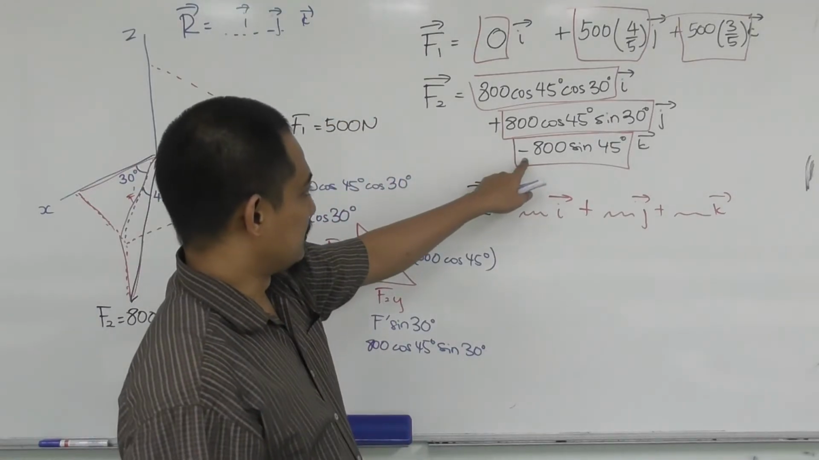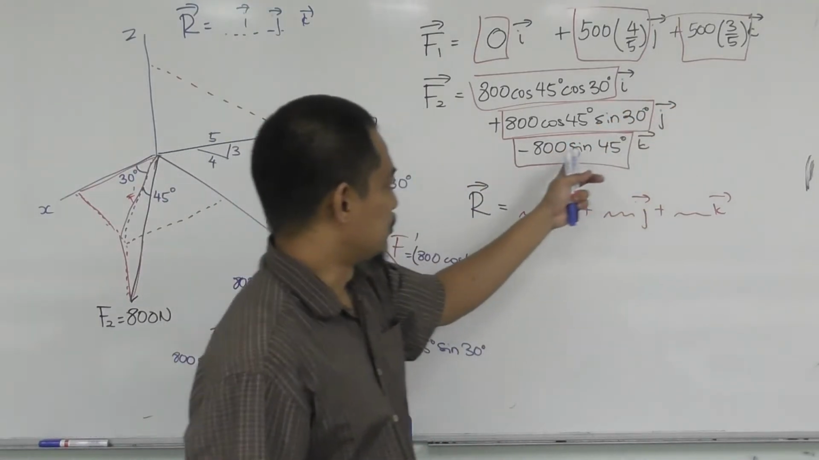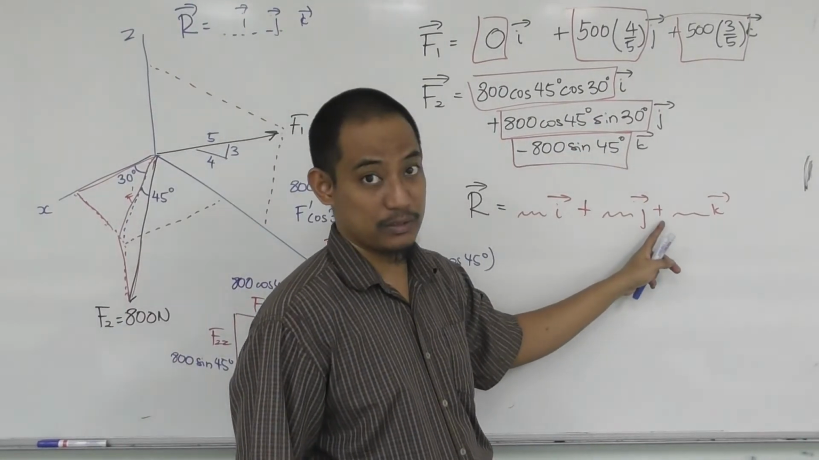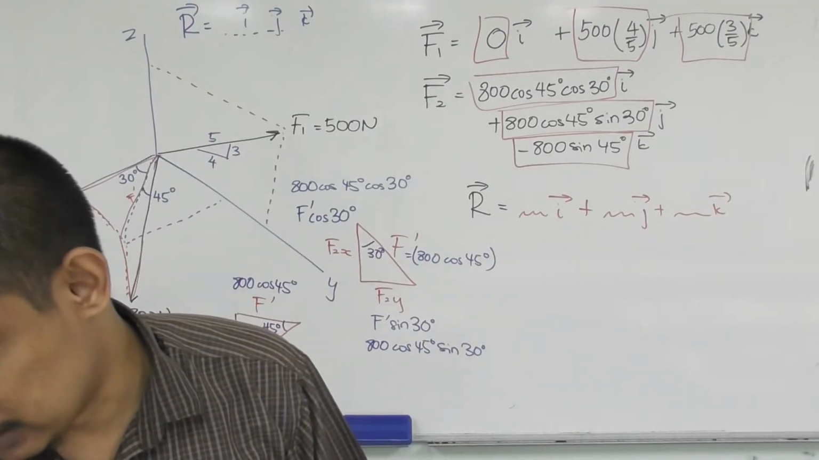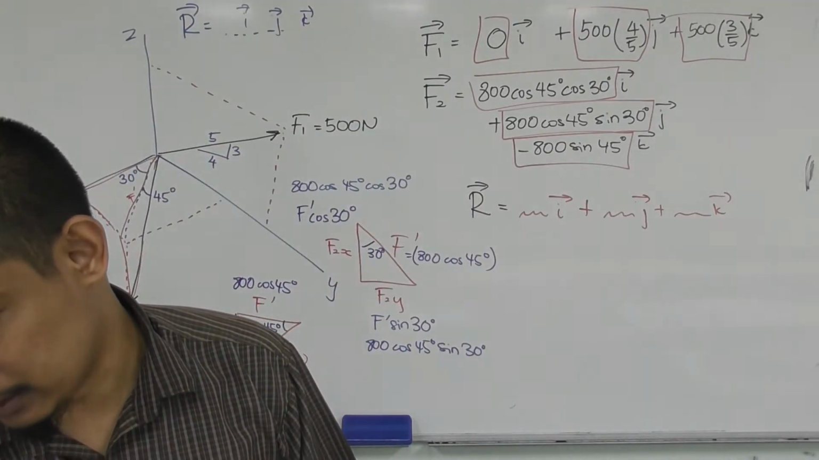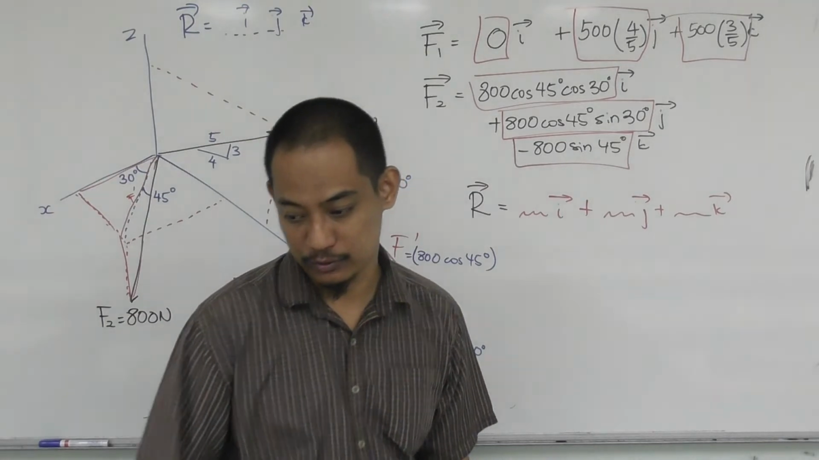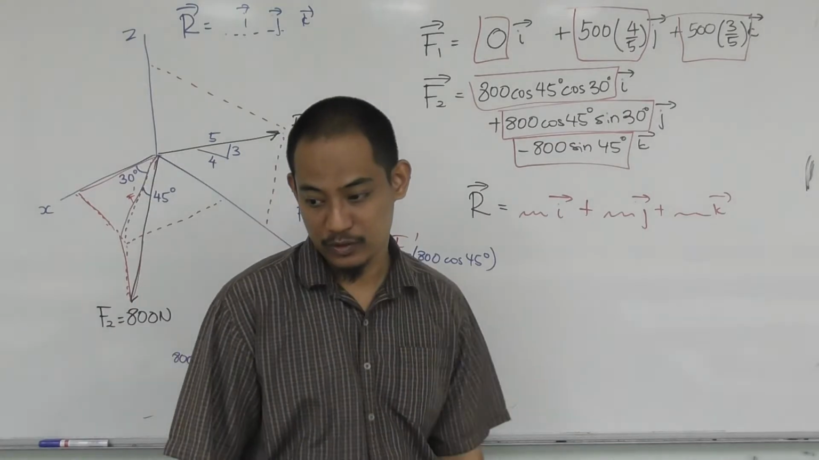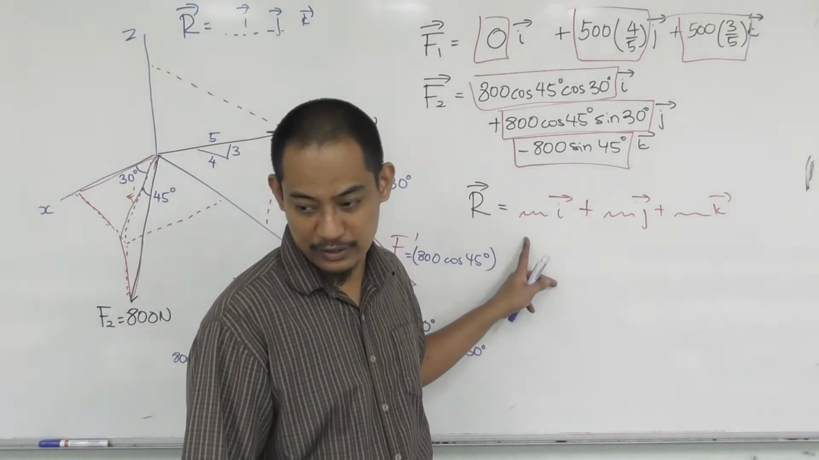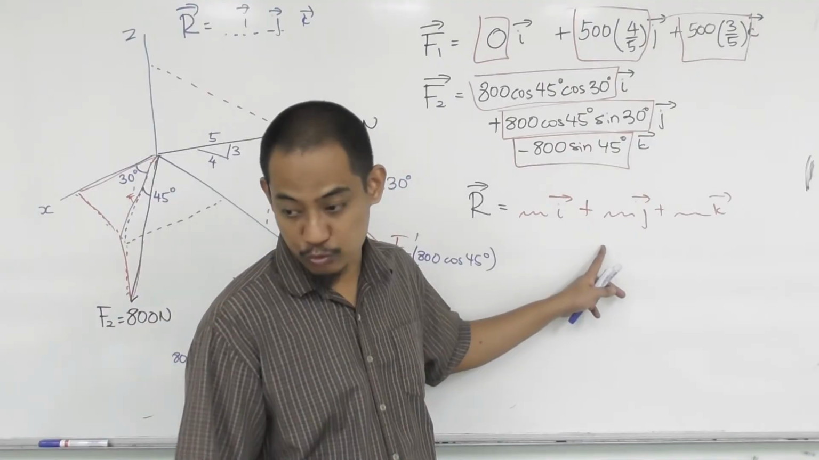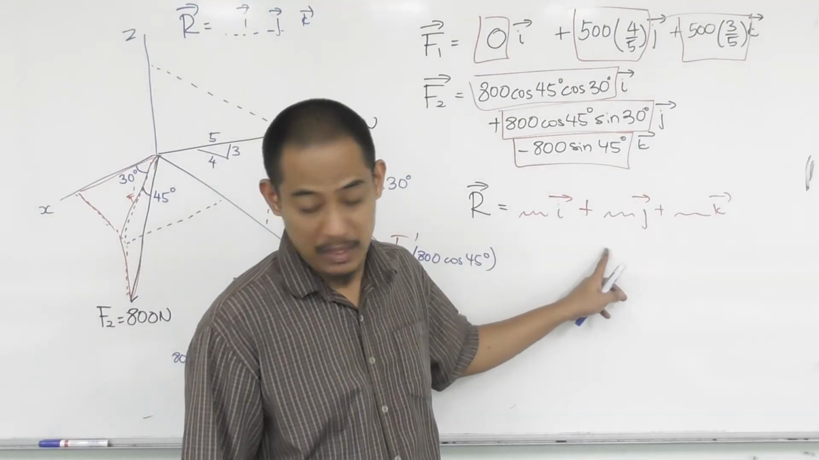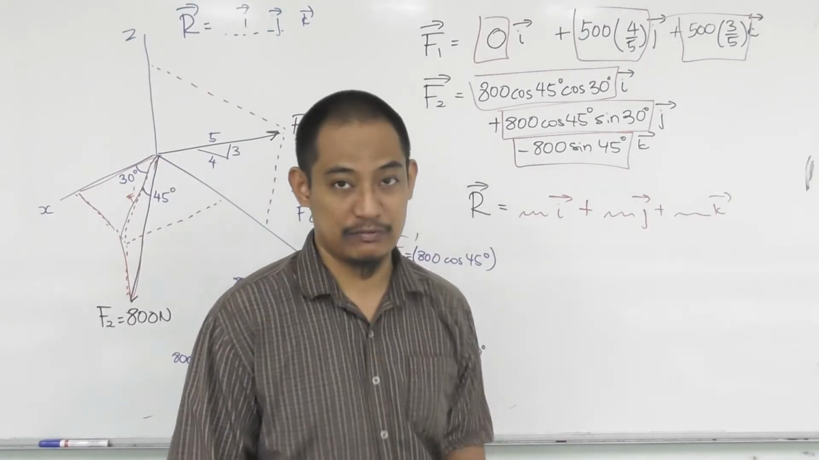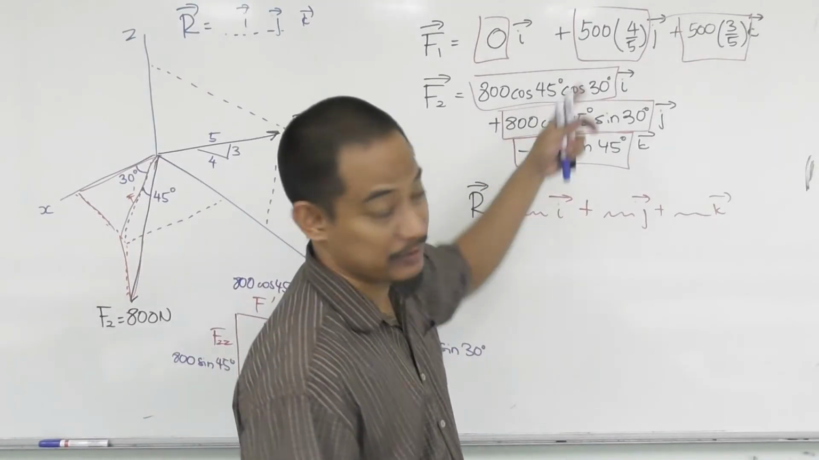Of course, this one is minus 800, this one is 500 plus. So depending on the value here, you might get positive or negative. And in this slide here, if you see the value, you'll get positive. No, sorry, you get negative. So you get 489.9 I plus 282.8 J minus 565.7 K. So whatever the value there is, it is based on whatever the value up here.